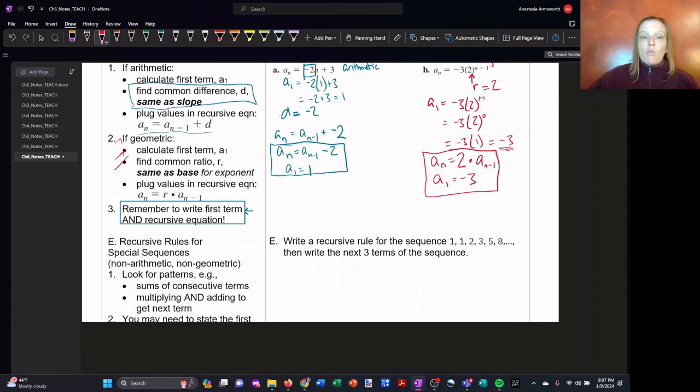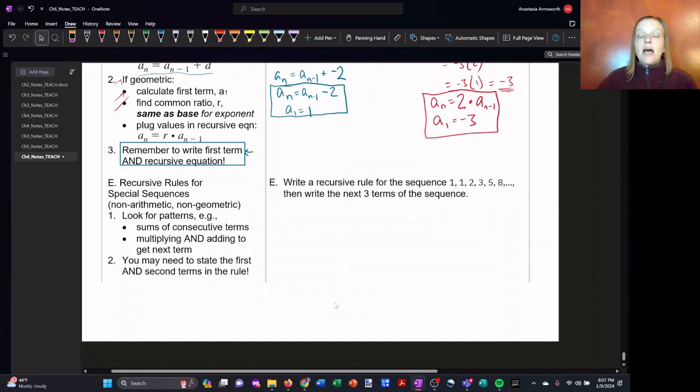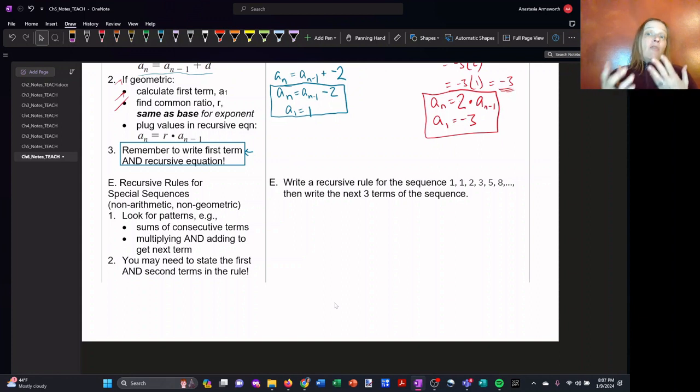Right. One more example here. Sometimes we get given a special sequence. It's neither arithmetic nor geometric. And this is actually a very famous example. This is called the Fibonacci sequence. It is definitely a pattern, but it is not arithmetic and it is not geometric. If you have a sequence like this, you should look for patterns.